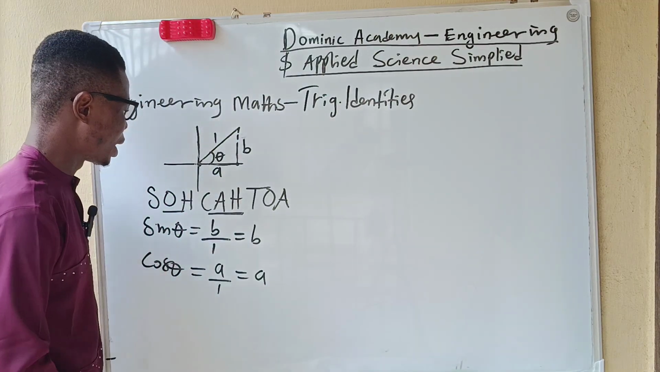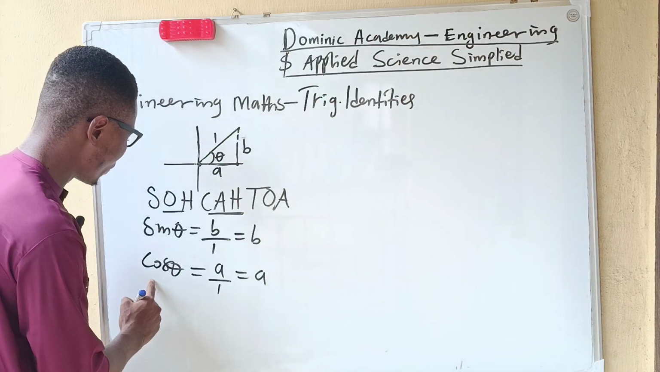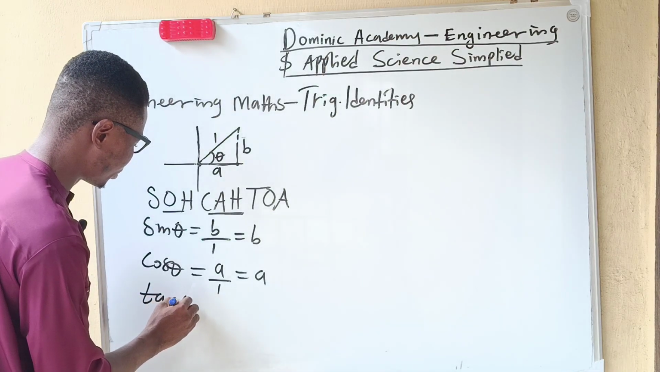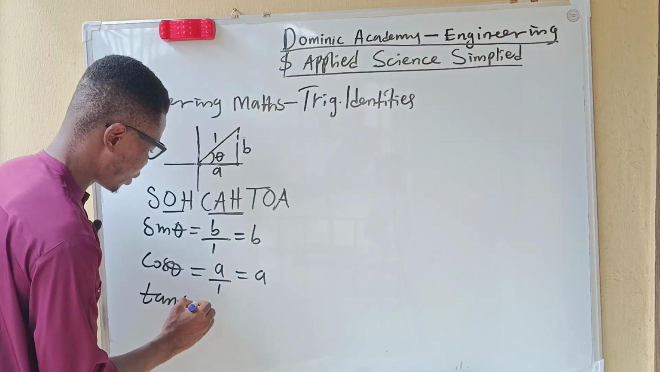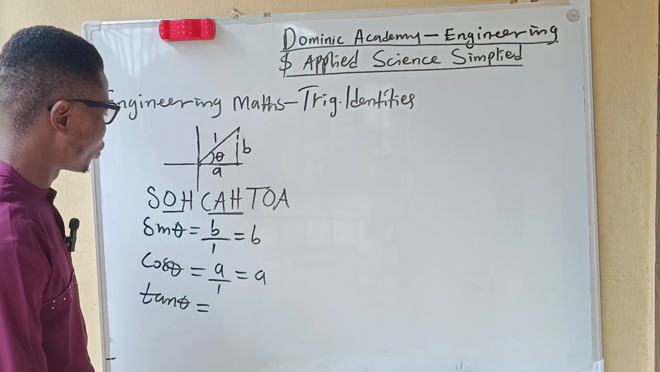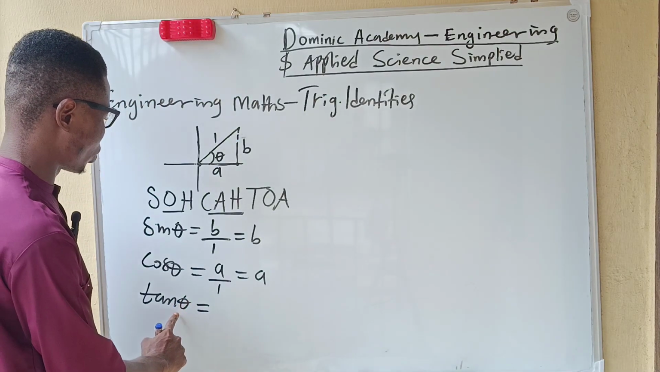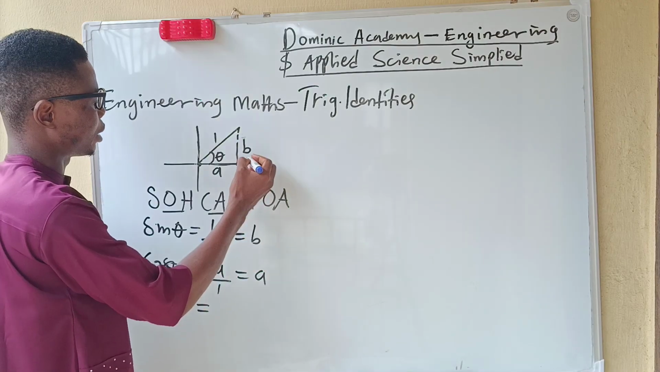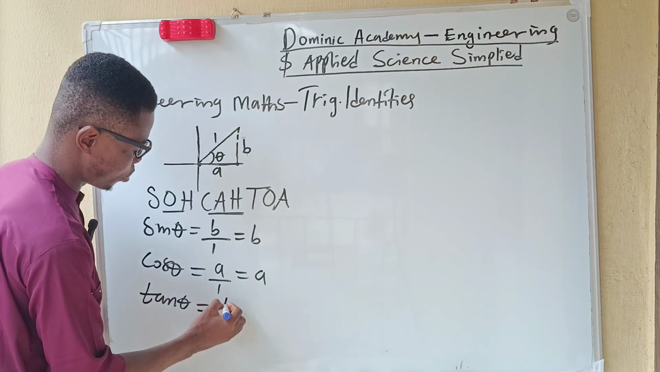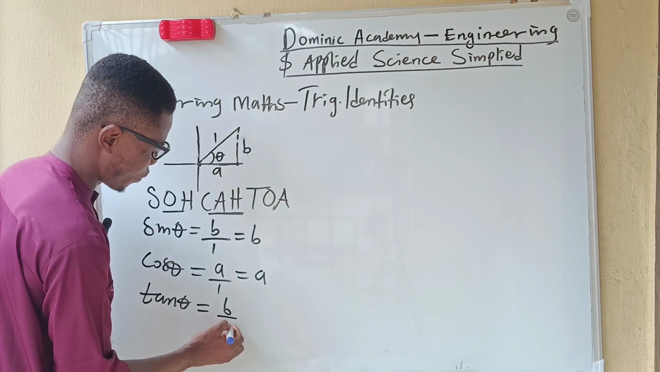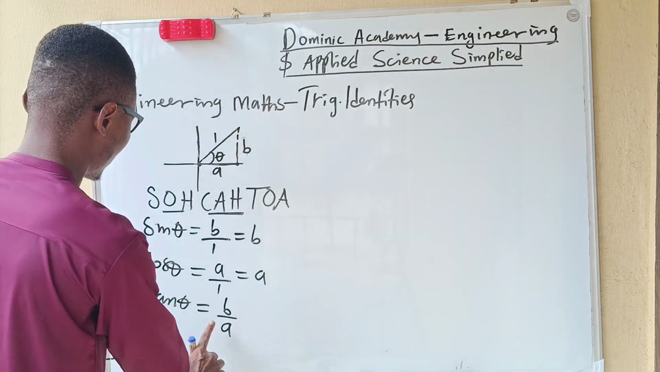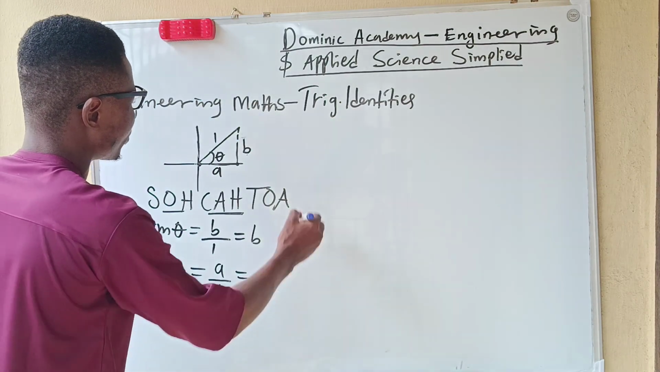So let's look at tan theta. For tan theta, that one is opposite over adjacent. This is opposite, and this is adjacent. So it's going to be B over A. So that is for this one now. Then we proceed.